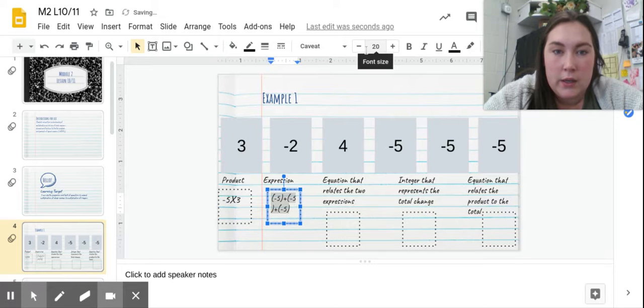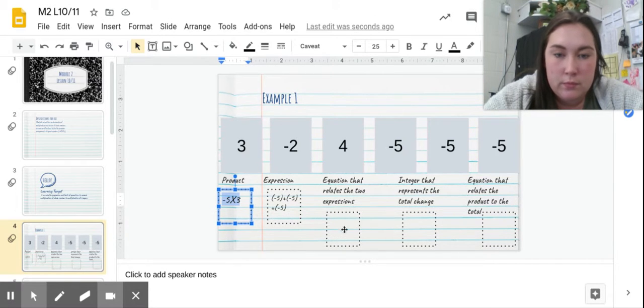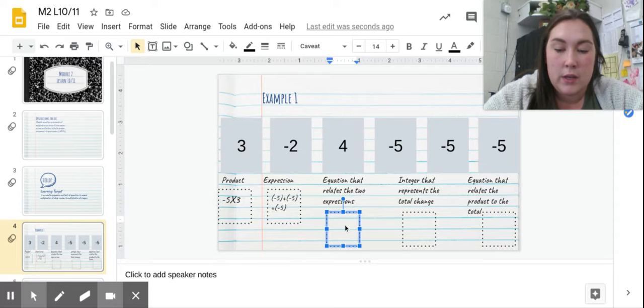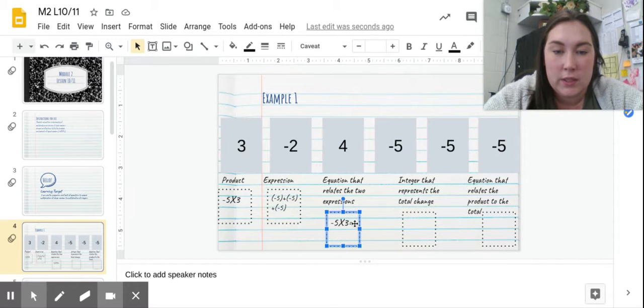And then I need an equation that relates the two expressions. So I'm going to take my -5 times 3, and I'm going to put that in here, and that equals the same thing as my -5 plus -5 plus -5. So that would be my equation that relates them. They all equal the same thing. So let's make this a little bigger so that it all is on the same row.